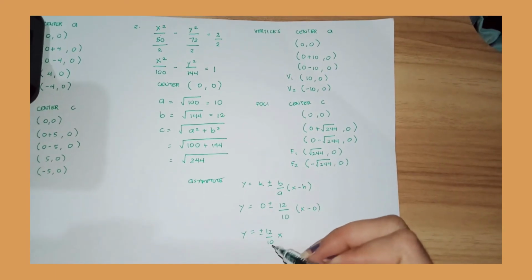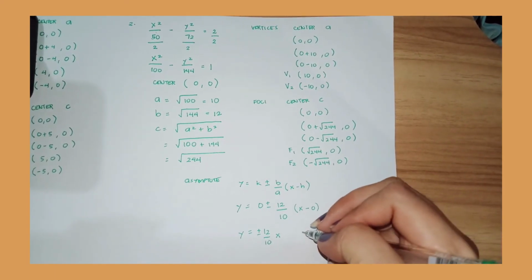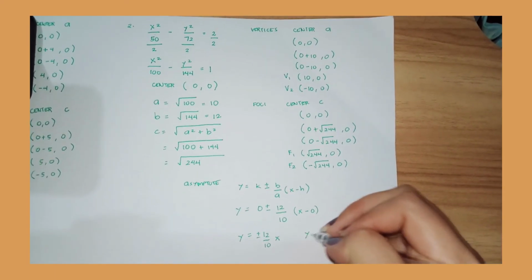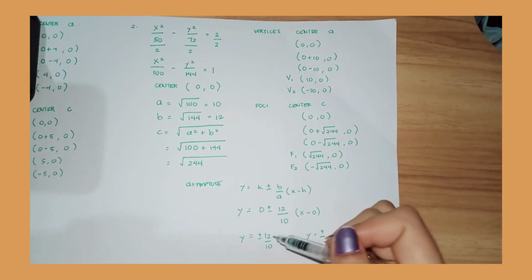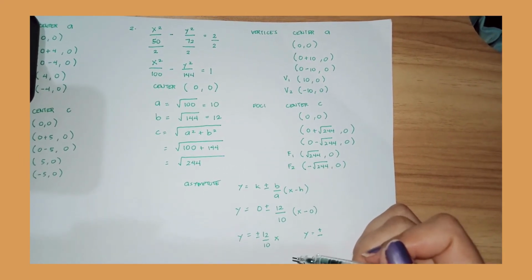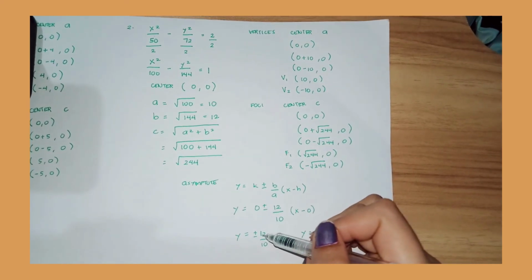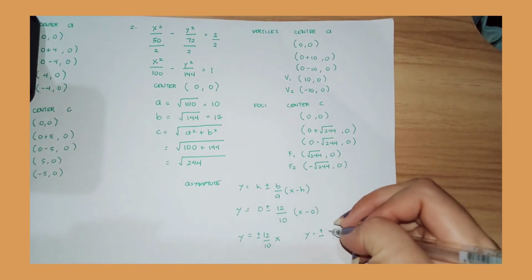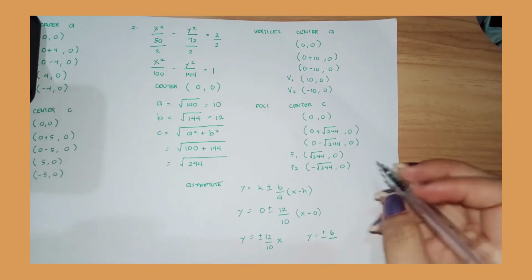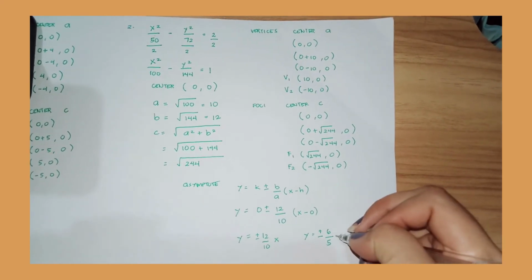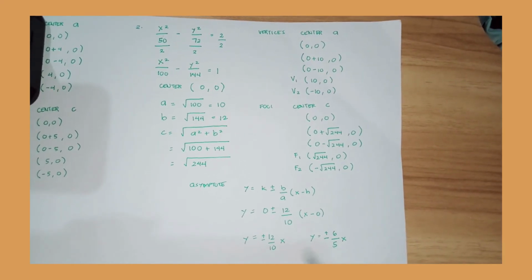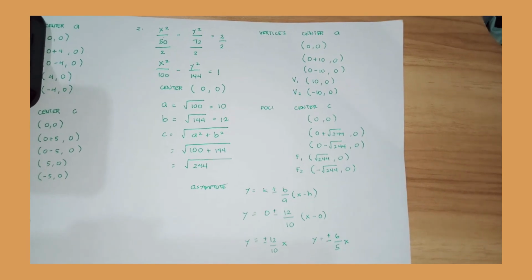Pwedeng ito na yung final answer natin. Pwede namang simplify din natin siya. Y equals positive negative. Yung 12 tsaka 10, pwede silang i-divide ng 2. 12 divided by 2, that is 6 over 10 divided by 2, that is 5. Then copy x. So, kahit alin sa dalawa, pwede naman silang maging asymptote.